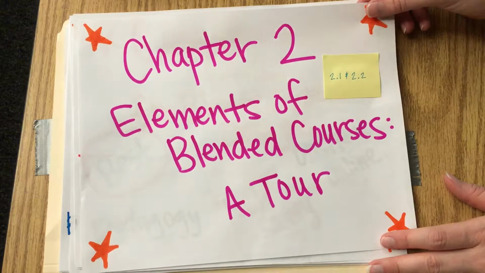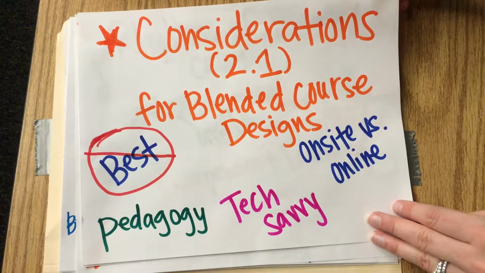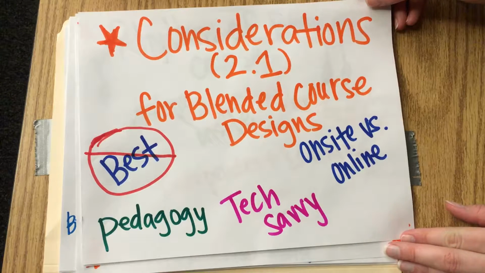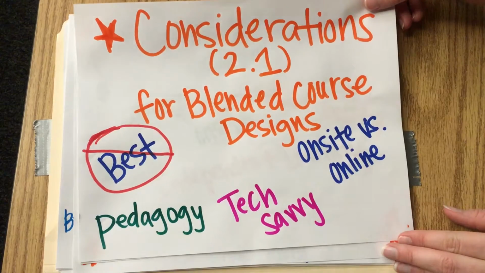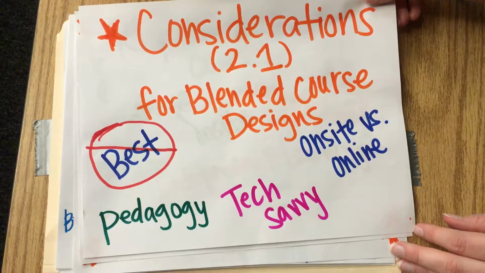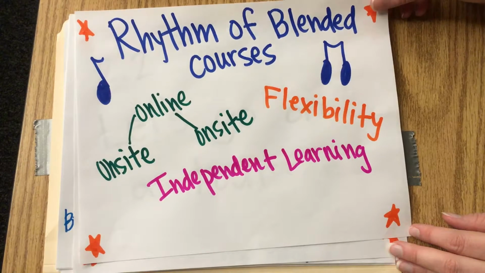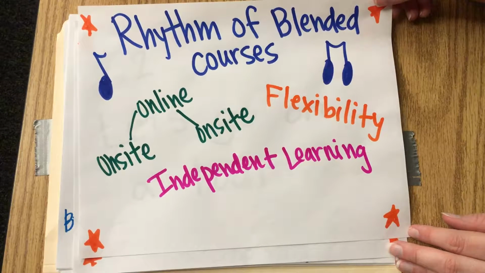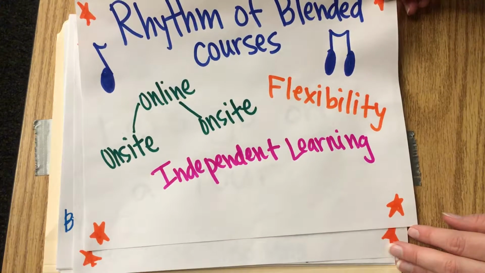Chapter 2, Elements of Blended Courses, a Tour. Considerations for blended course designs. It's tech savvy, and you do have to look at how students can use technology. It's on-site versus online, and there is not a best model in place. You also need to look at the various pedagogies that teachers use. The rhythm of blended courses: there's flexibility, independent learning, and the responsibility of learning is placed on the student. You have on-site versus online learning.